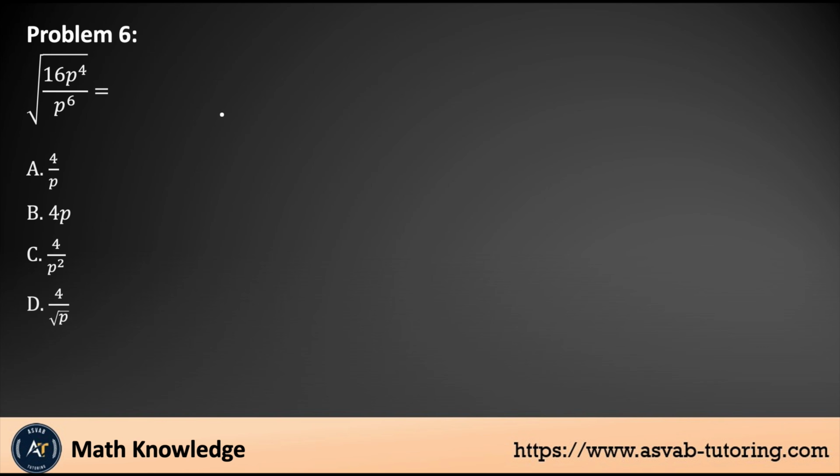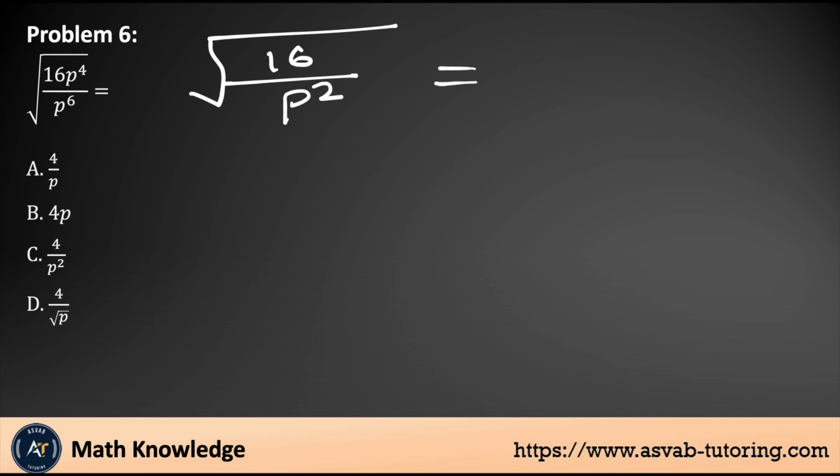Problem number 6, square root of 16p⁴ over p⁶. So in order to solve this, you have to simplify inside the square root first. If you do that, that gives you 16 on the top, and in the bottom p⁶ minus p⁴ gives you p to the second power. Okay, so if you simplify individually, the square root of 16 is 4, and then the square root of p⁴ over p² is equal to p. So that is the correct answer.